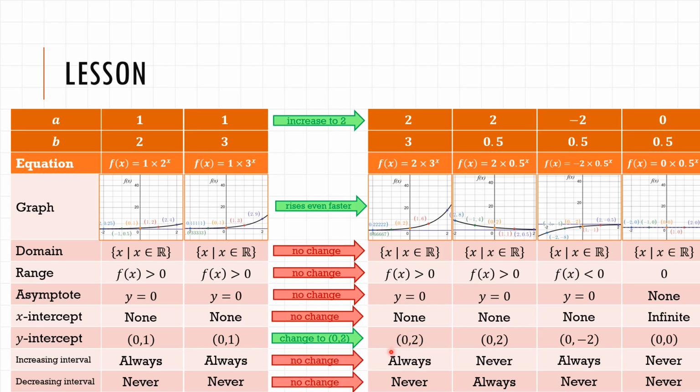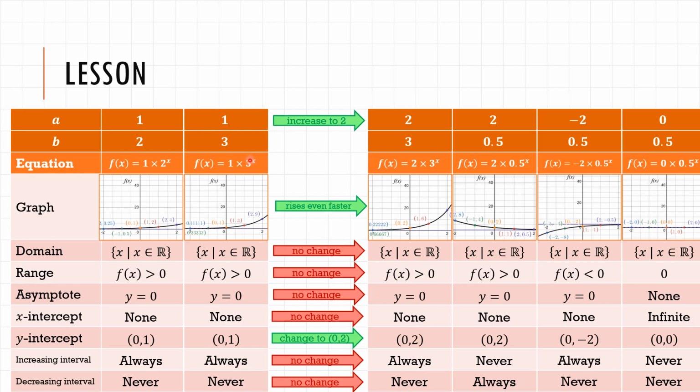The increasing and decreasing intervals didn't. So I'm going to focus on just this one. Why did that change to (0, 2)? Well, if I plug in the x value 0 into either of these equations, 3 to the power of 0, or even 2 to the power of 0, anything to the power of 0 is equal to 1. And so this would be 1 times 1, which is how we get 1. This would be 2 times 1, and that's how we got 2.